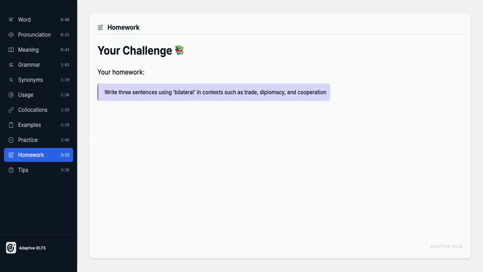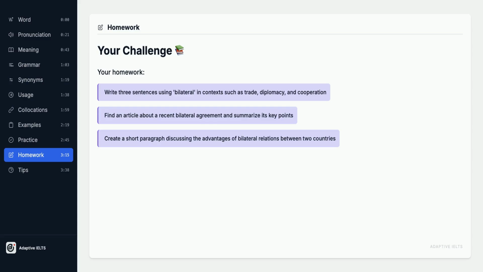Your homework. 1. Write 3 sentences using bilateral in contexts such as trade, diplomacy, and cooperation. 2. Find an article about a recent bilateral agreement and summarize its key points. 3. Create a short paragraph discussing the advantages of bilateral relations between two countries.